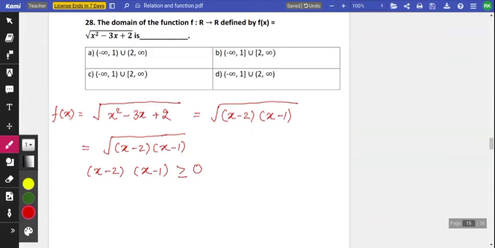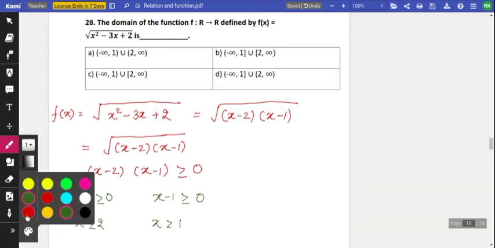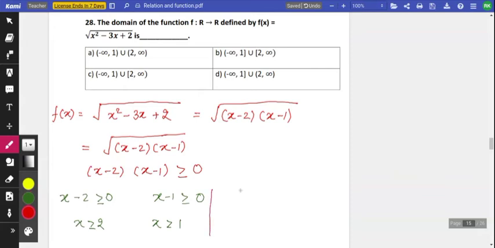So in this case we have two cases. In the first case, x minus 2 is greater than or equal to 0 and x minus 1 is greater than or equal to 0. It means both are positive. So we easily find x is greater than or equal to 2 and x is greater than or equal to 1. In the second case, if both are negative, x minus 2 is less than or equal to 0 and x minus 1 is less than or equal to 0, which means x is less than or equal to 2 and x is less than or equal to 1.